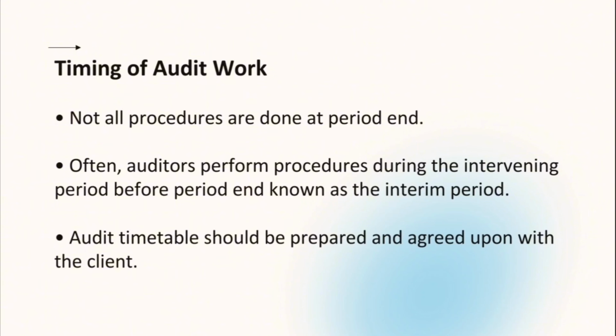Often, auditors perform procedures during the intervening period known as the interim period. So the auditors often perform some procedures during the period before the period end. So this is known as the interim period. This allows for a more efficient use of time and resources, and it can help identify potential issues early on. Audit timetable should be prepared and agreed upon with the client. So a timetable for the audit should be created and agreed upon with the client. So this ensures both parties are on the same page regarding the timing of different audit procedures. So proper planning is key to a successful and timely audit.